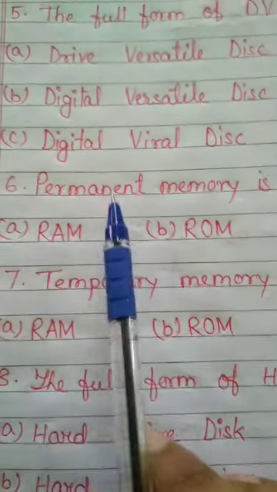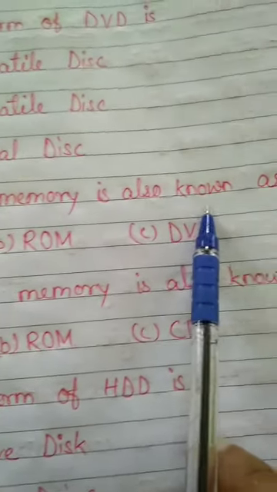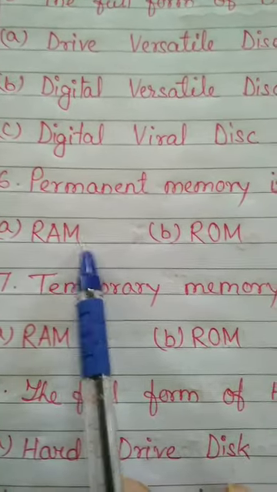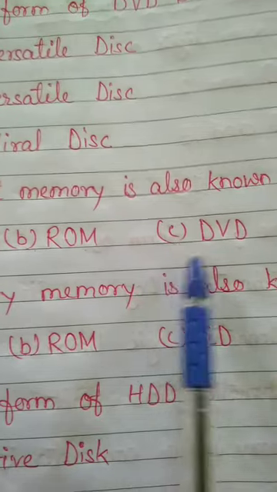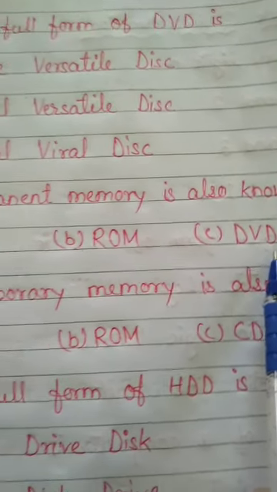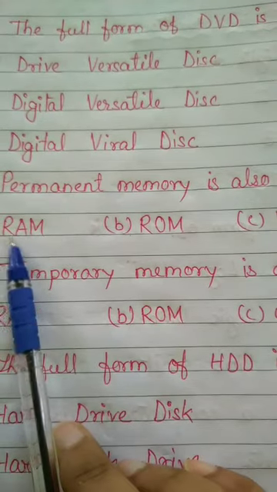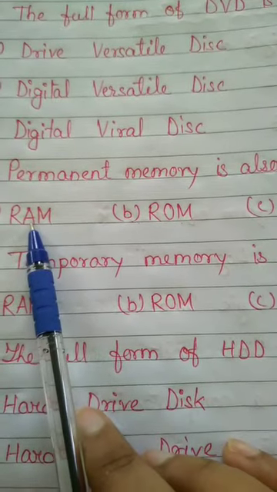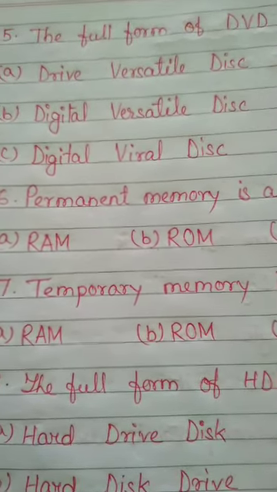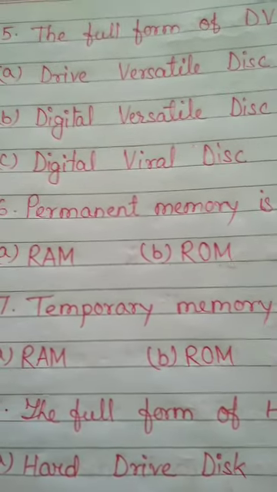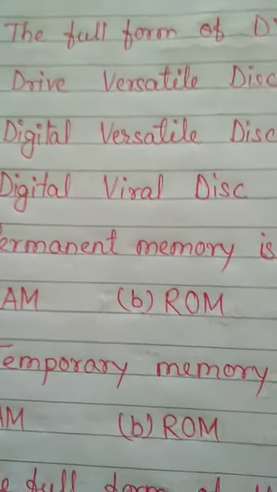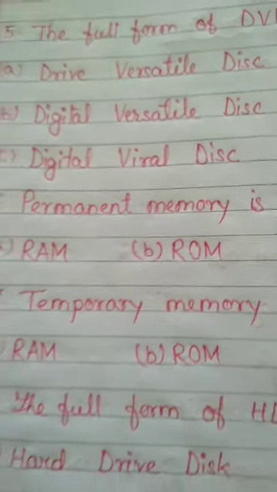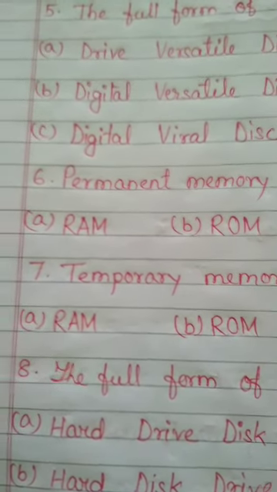Question number 6. Permanent memory is also known as option A RAM, option B ROM, option C DVD. Which one is the correct option? Yes, ROM is the permanent memory, RAM is temporary memory. We know that RAM is a temporary memory and ROM is permanent memory. You will get this answer on page number 13. Now moving to the next question.